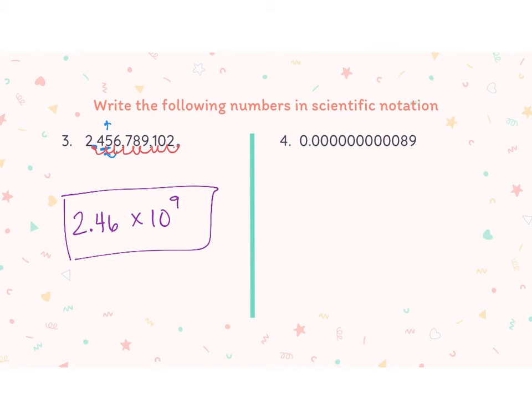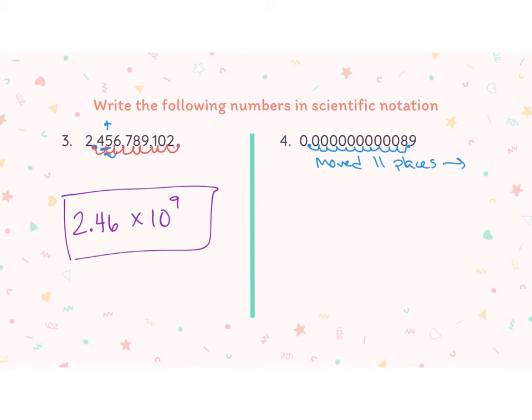Now let's take a look at the next one. In number 4, I'm back to a really small number. Here's my current decimal point. Here's where I want my decimal point to be. So let's see how many times we have to move. 1, 2, 3, 4, 5, 6, 7, 8, 9, 10, 11. I moved 11 times, moved 11 places.